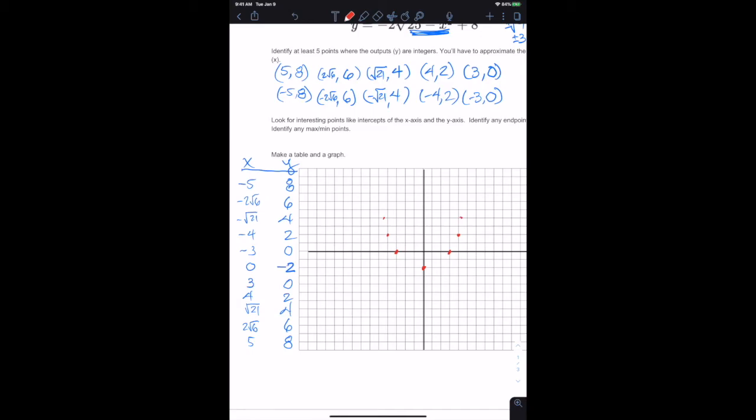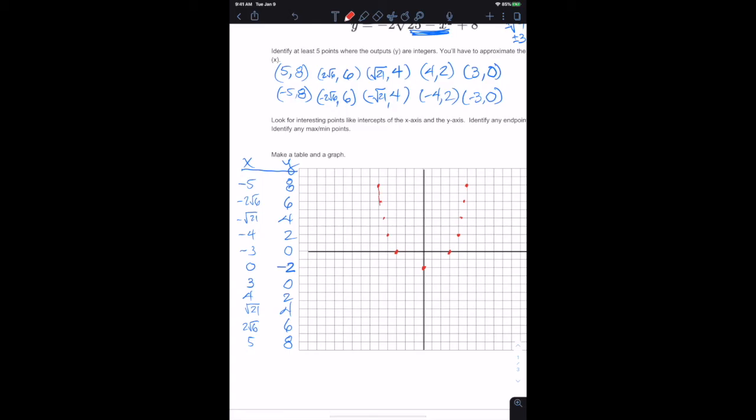And then 2 root 6 is a little bit more than that. And it's going to be at a height of 6. So we go up a little bit more, and we're still inside of 5. So our points look like that at 2 root 6 to the right and 2 root 6 to the left. And then we're going to go all the way out to 5 and get as high as 8. So we go up another 2, and we're right at 5. And here we're at -5.